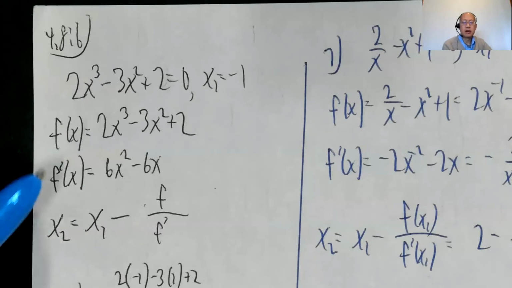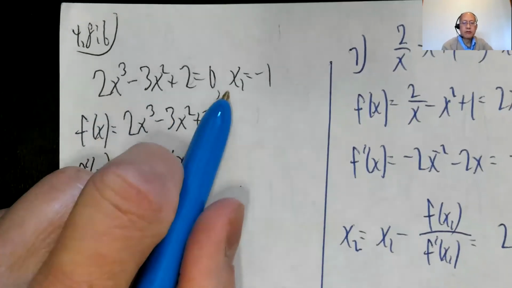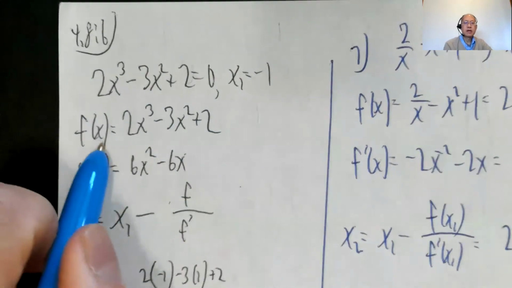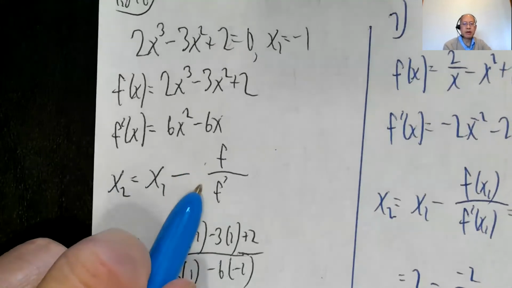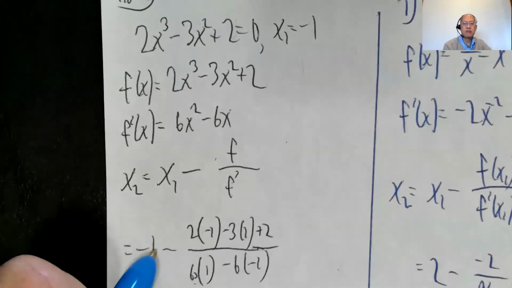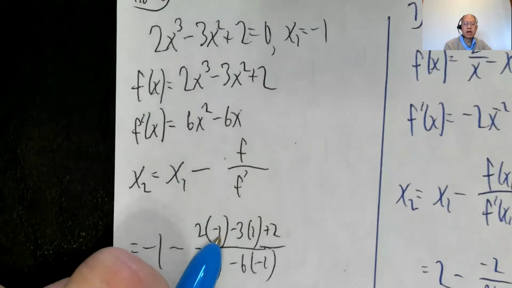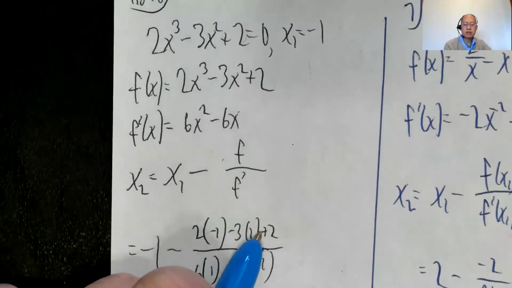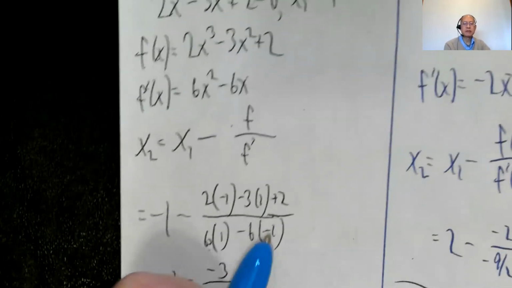Okay. And let's see, one more, 4.8, number 6 on Newton's method. 2x cubed minus 3x squared plus 2 equals 0. First guess is negative 1. Okay, so here's the function. Here's its derivative. x2 is x1 minus f divided by f prime. So that's negative 1 minus, plug in negative 1 here, 2 times negative 1 cubed, minus 3 times 1 plus 2, divided by the derivative, 6 times negative 1 squared minus 6 times negative 1.